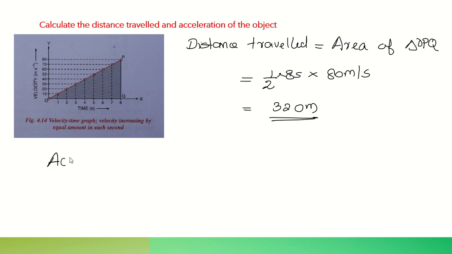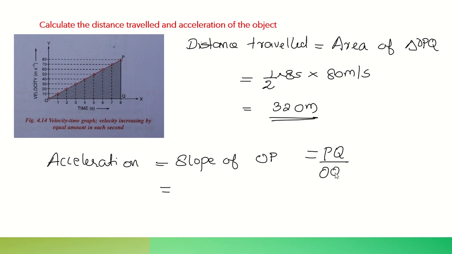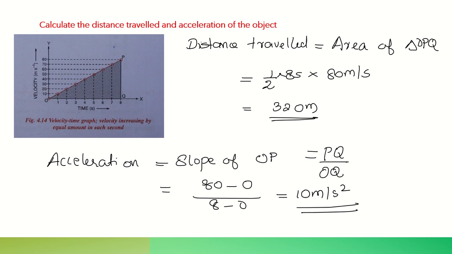Now we can calculate acceleration. Acceleration is equal to slope of OP. So slope of OP is PQ divided by OQ. So PQ is 80 minus 0 divided by OQ is 8 minus 0. So 80 by 8, that is 10 meter per second square. So this is a very simple question. Here the starting is from the origin of the coordinate system.